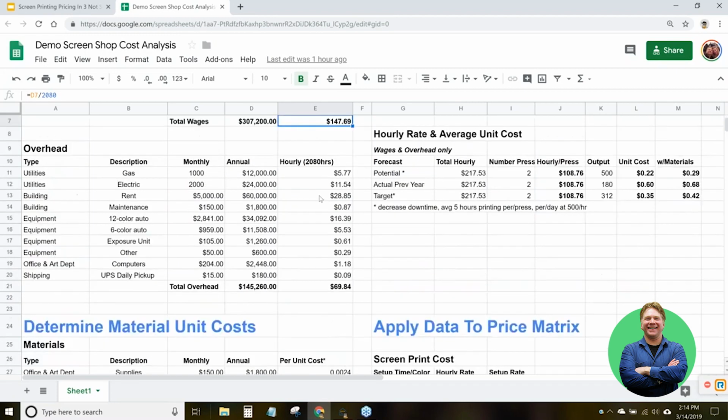Then you've got your overhead, which you also have to figure out. So you've got utilities, you've got your building perhaps, and I broke it out, rent, maintenance. I'm sure I did not cover everything here, and you want to cover everything. Just look at your financials and your bank statements.